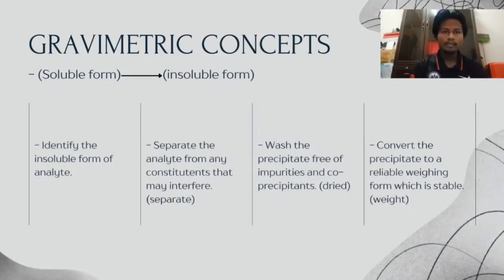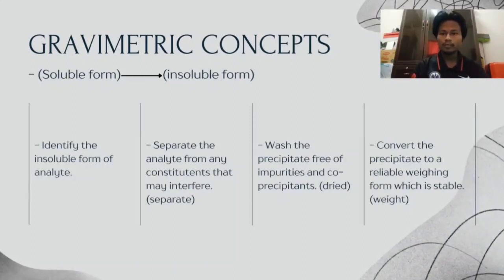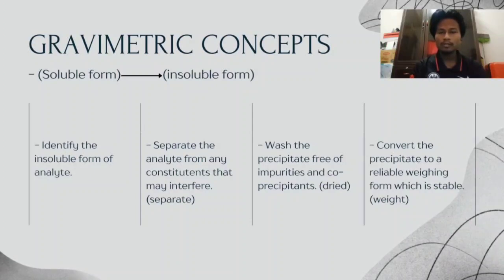Next is the gravimetric concept. It is from the soluble form into insoluble form. First we identify the insoluble form of the analyte. Next we separate the analyte from any constituent that may interfere, which we call the separation method. Next we wash the precipitate free of impurities and co-precipitate, which we call the washing method. And last, we convert the precipitate to a reliable weighing form which is stable, which is called the weighing method.